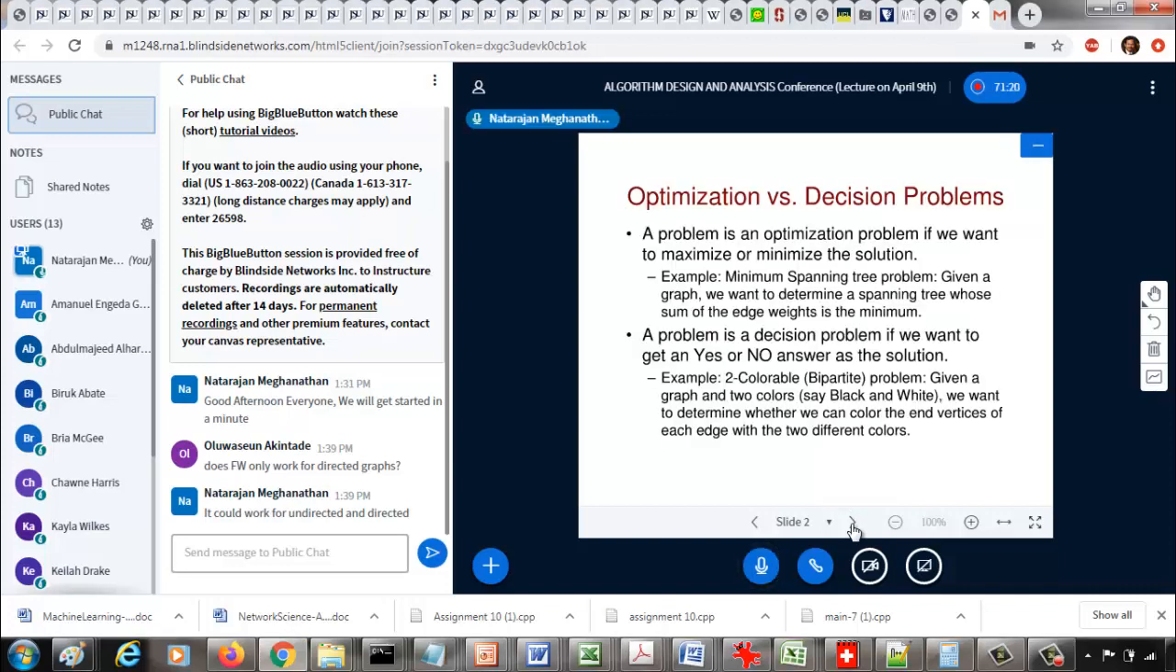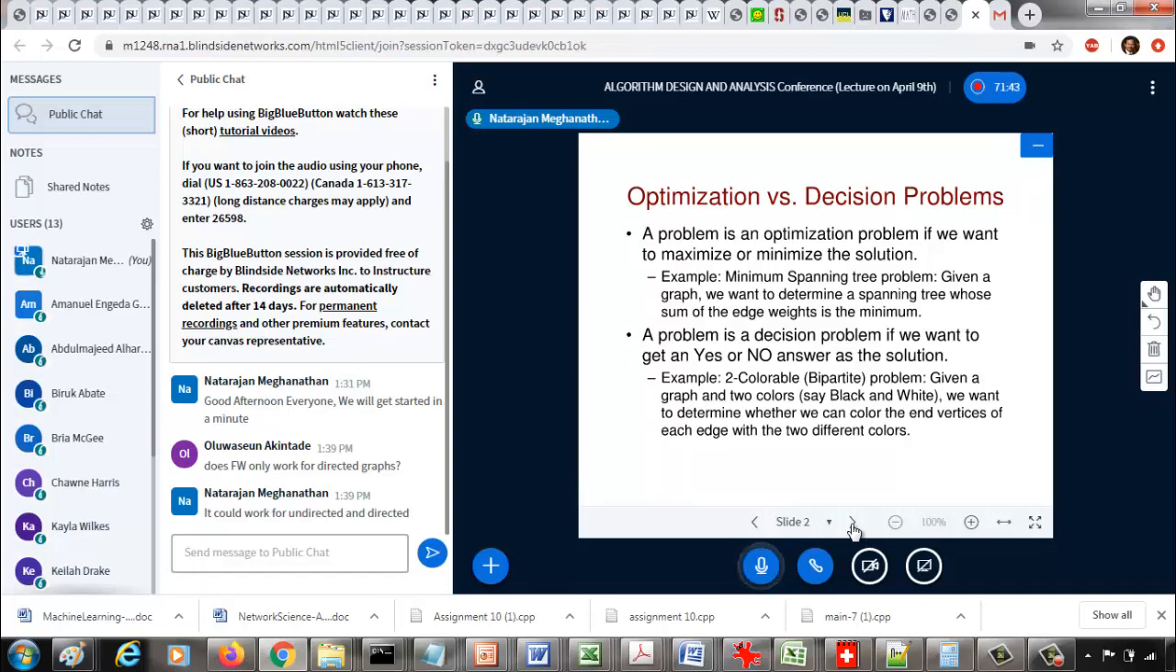As a kind of summary of what we saw in this course as well as the earlier course, data structures, the kind of problems we looked at can be called either an optimization problem or a decision problem. So what is an optimization problem? An optimization problem is something where you want to minimize or maximize a solution.